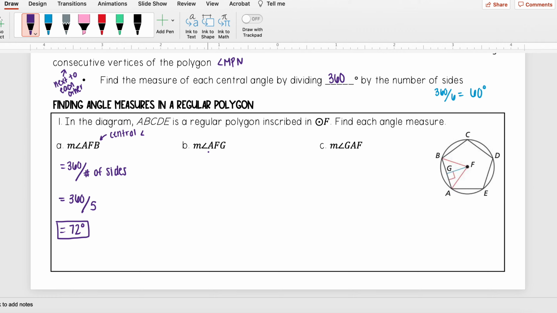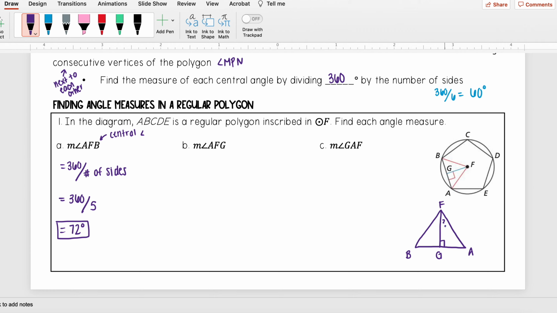Now I want to find the measure of angle AFG. So I want to know what this angle measure is right here. I'm going to go ahead and redraw this triangle so we can look at a bigger picture. We found that this whole angle is 72 degrees, but now I want to know what this angle measure is right here.